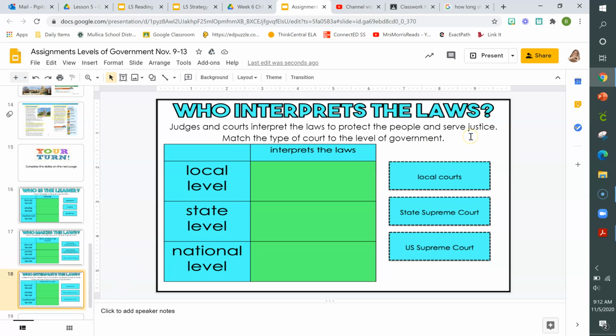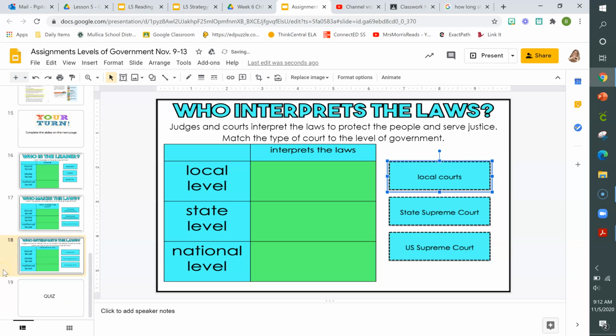Finally, you'll talk about who interprets the laws or makes sure that they follow the Constitution of the United States and even award consequences for those who break the laws. You'll do this at the local, state, and national level by just clicking and dragging the boxes. Go ahead and show what you know.